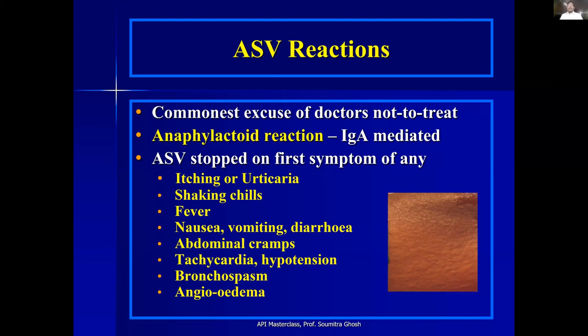It is actually an anaphylactoid reaction, which is mediated by IgA. And that is why it usually comes after 20 minutes, not immediately after, as we see in an IgE-mediated anaphylactic reaction within seconds. It comes usually around 20 minutes, and ASV is stopped at the first symptom of itching, urticaria, second chills, fever, nausea, vomiting, diarrhea, abdominal cramp, tachycardia, hypotension, bronchospasm, angioedema, etc.